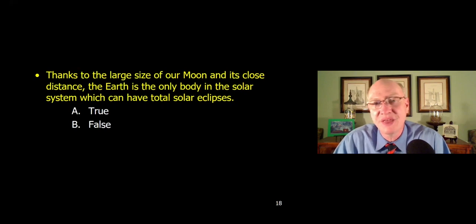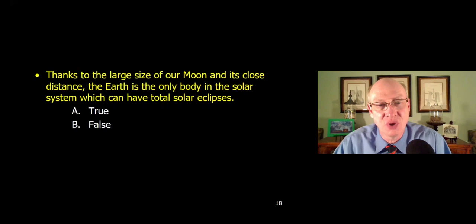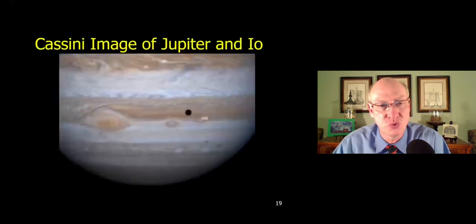Okay, let's look at some of the other places in the solar system and see what they get. Turns out the answer to this one is false. Let me phrase it clearly: the Earth is not the only place in the solar system that gets total solar eclipses. Other planets do as well.